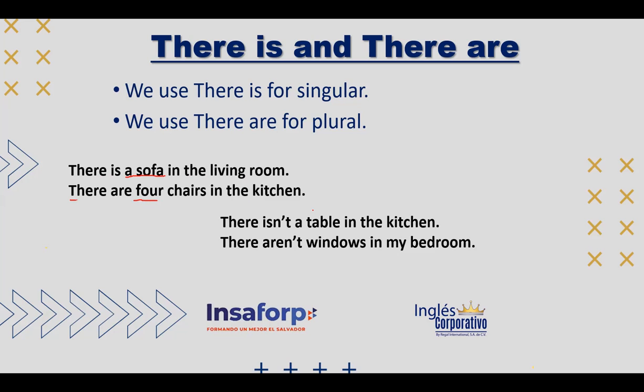¿Cuántas sillas hay en la cocina? How many chairs? Four, right? There are four. Hay cuatro. Entonces, that is plural, right? So I have to use there are. There isn't a table in the kitchen. También puedo utilizar there isn't and there aren't para decir que no hay algo, ¿verdad? Que un objeto no está.